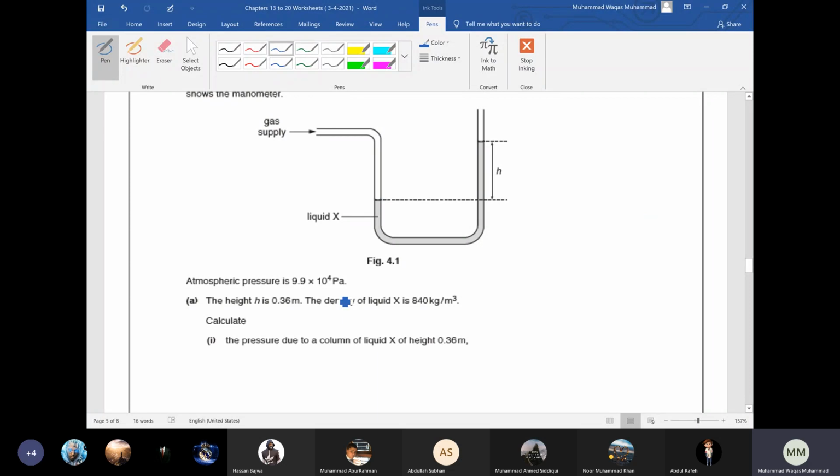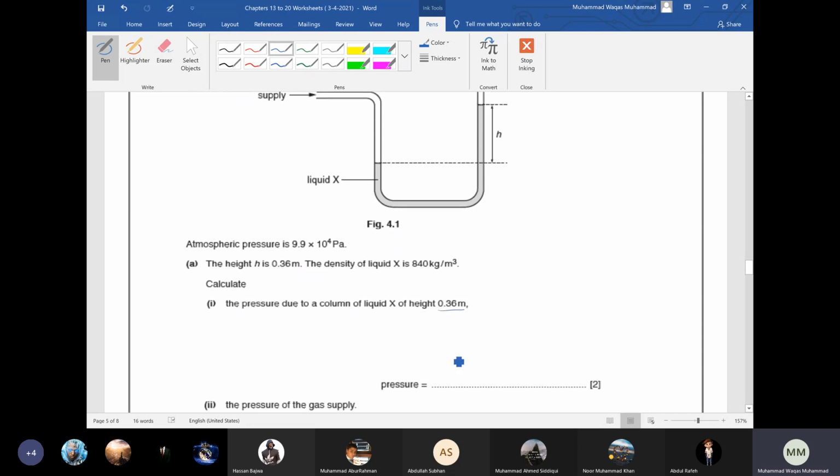Okay, beta, atmospheric pressure is given. It's 9.9 times 10 to the power 4 Pascal. The height H is 0.36 meter. The density of liquid X is 840 kilogram per cubic meter. Calculate the pressure due to the column of liquid X of height 0.36 meter. Beta, how would we calculate the pressure due to the column of liquid X of height 0.36 meter? How would we calculate that?